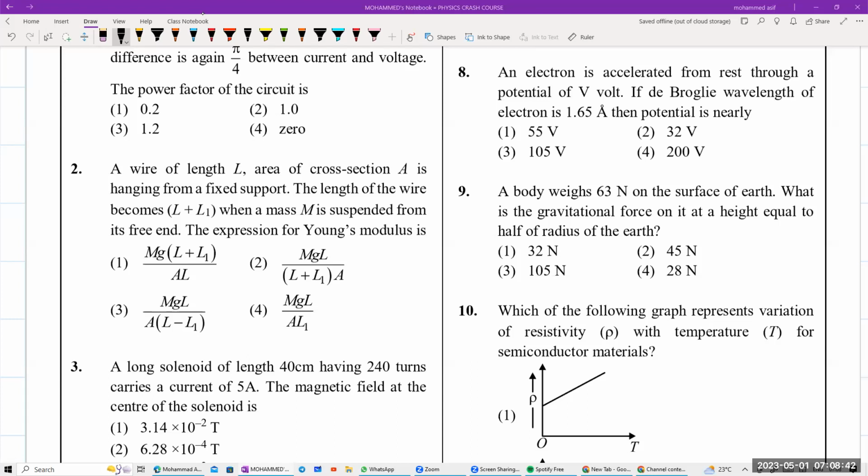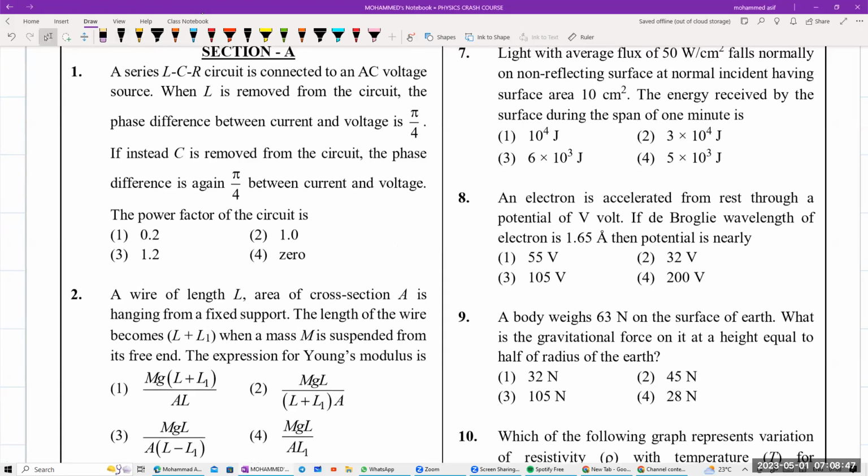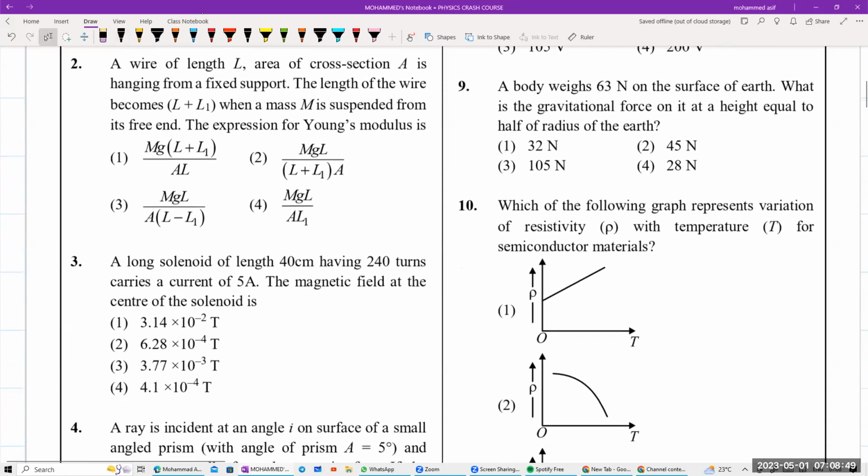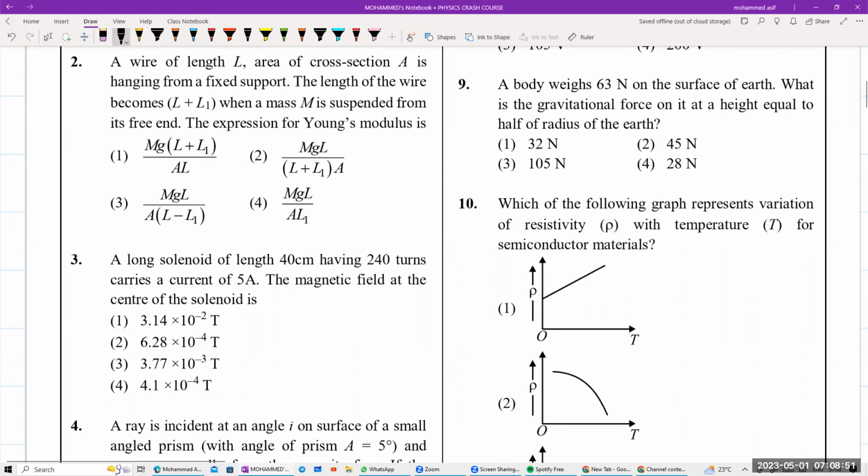चलो पूरा ग्रैंड टेस्ट एक बार कर लेंगे बेटा, 11th एंड 12th सिलेबस का। क्वेश्चन नंबर 1 देखो बेटा, एसी सर्किट का है। क्वेश्चन नंबर 2 इज यंग्स मॉडुलस इलास्टिसिटी। चलो ट्राई करो। A wire of length L, area of cross section A is hanging from a fixed support. The wire of length L and area of cross section A is hanging from a fixed support.